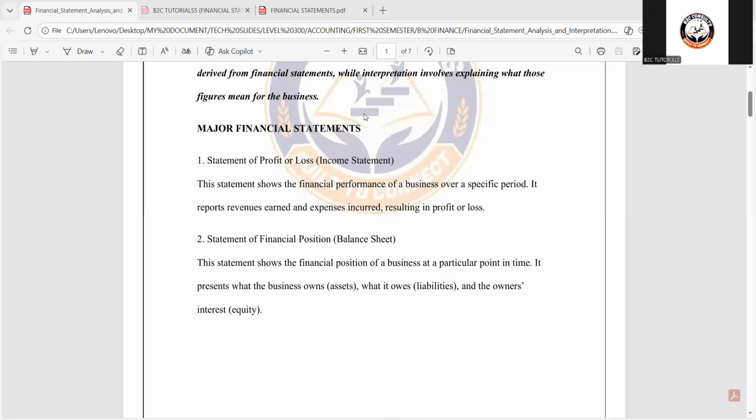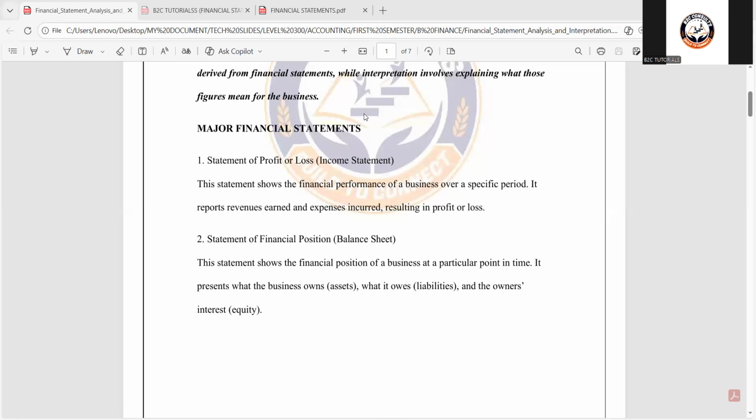Now, how about the statement of financial position? That is the balance sheet. This statement shows the financial position of a business at a particular point in time. It tells us what the firm has and what the firm is owing at a particular time. The performance tells us how well we are doing. The position tells us what we have and what we owe. That is what a financial position is expected to do: tell you what you own and what you owe.